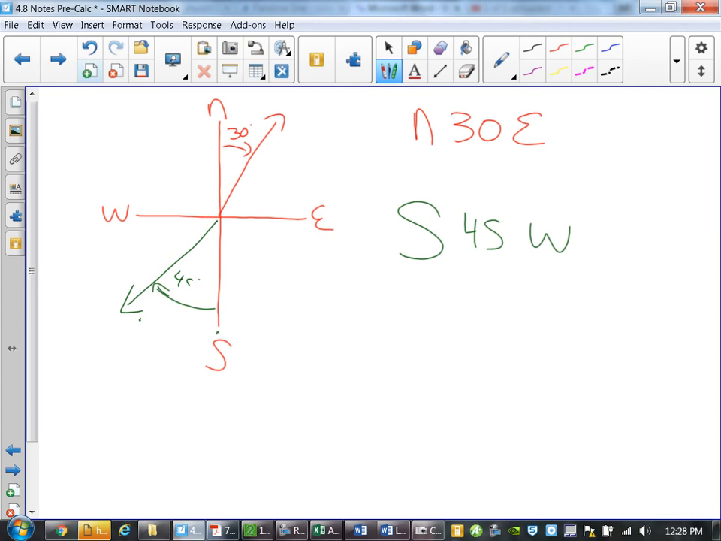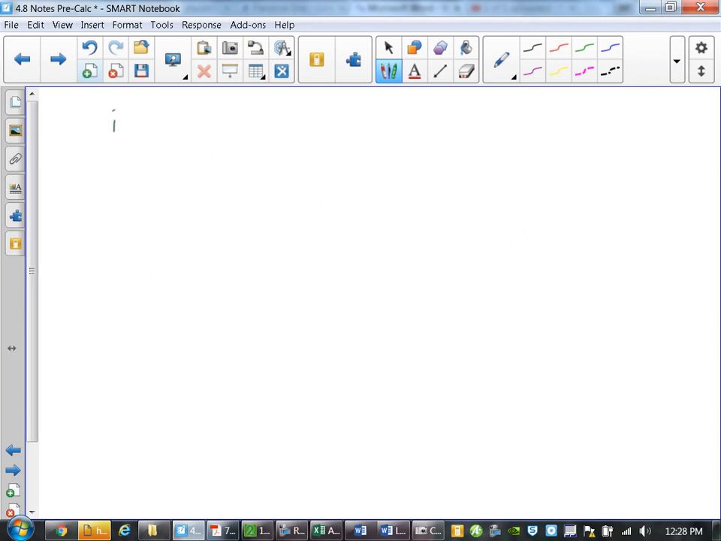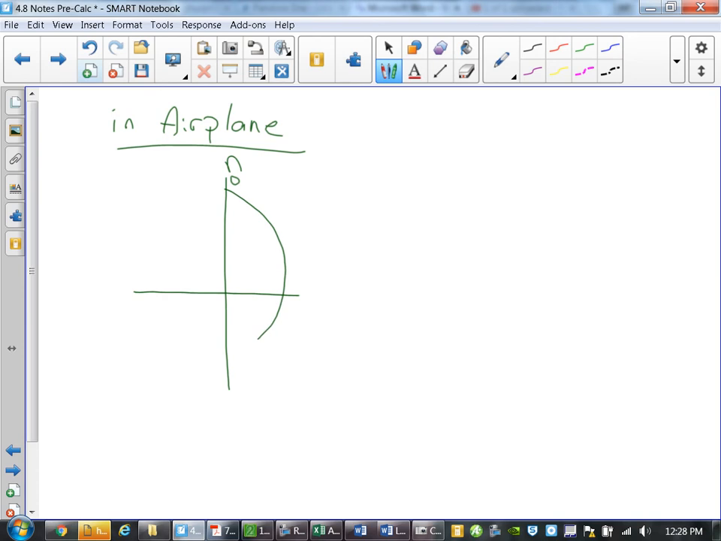The other one, if it says it like this, unless you're in an airplane. If you're in an airplane and they're talking about degree measures, they're just going to say a specific degree. Airplane degrees always start at north, and then you just go however many degrees it is. Think of this as your 0. So if I'm in an airplane and 135 degrees is my bearing, this is 0, 135 would be here.